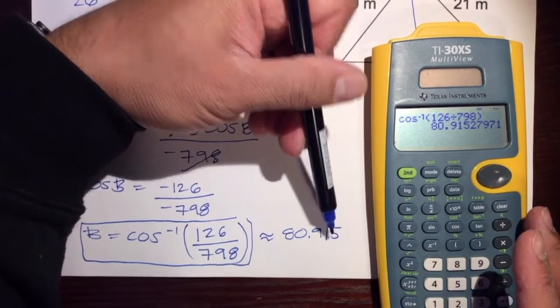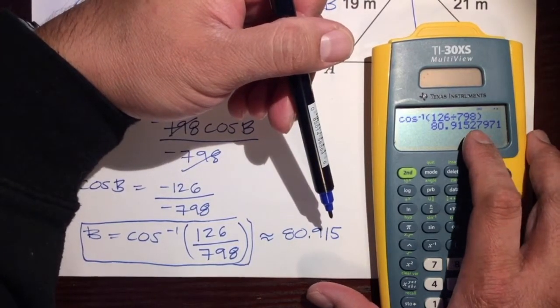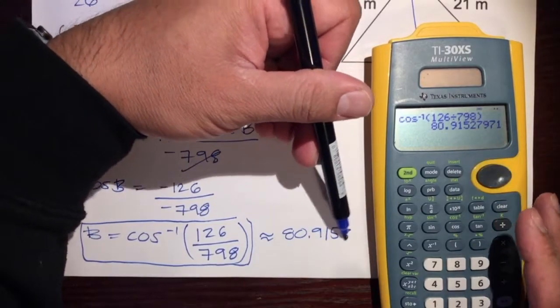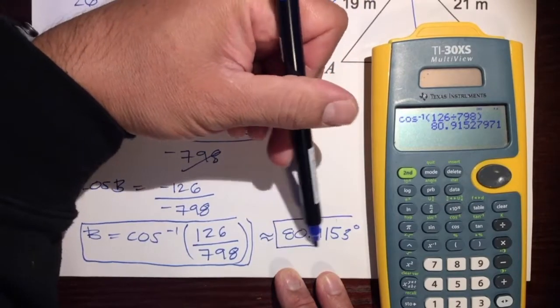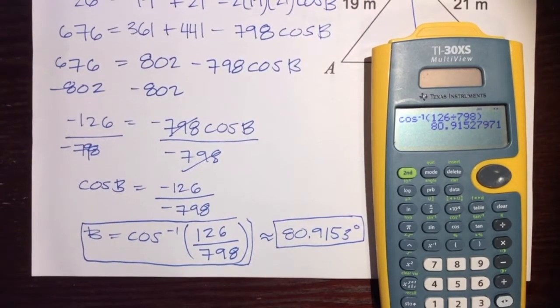80.915, and let's round it to the nearest thousandth. So the 3, that's a 7, bumps that up. Degrees. There you go. All right.